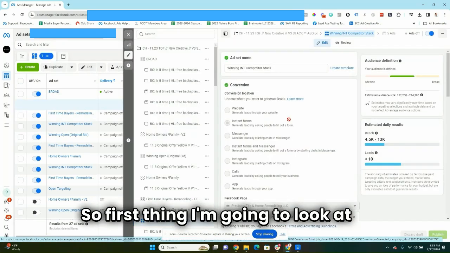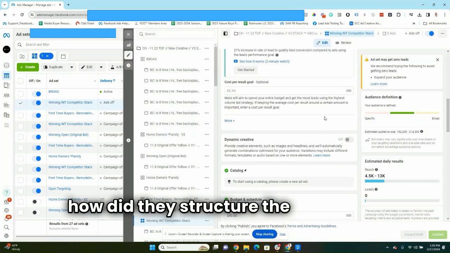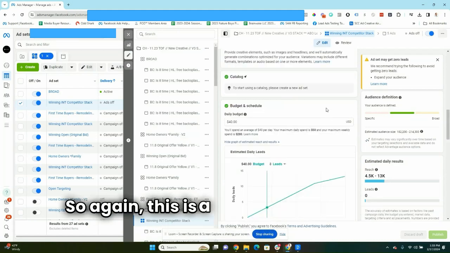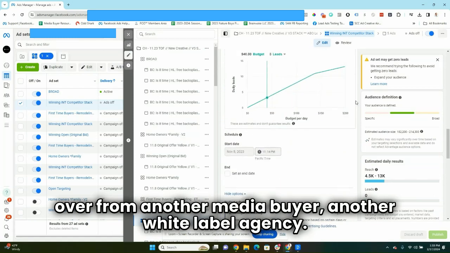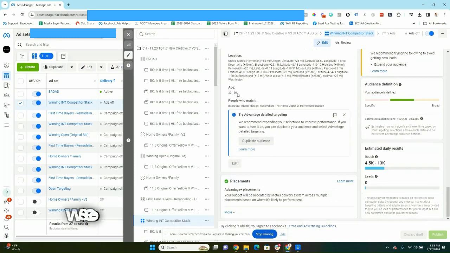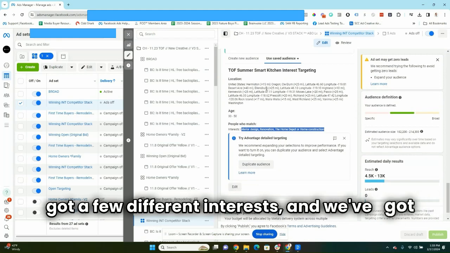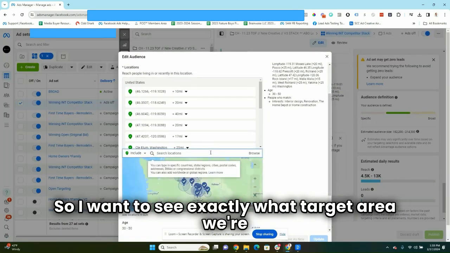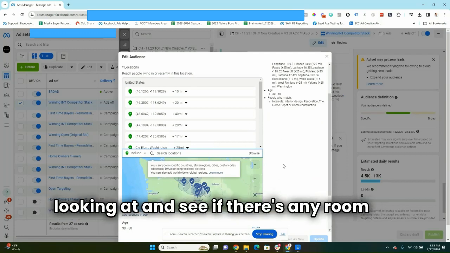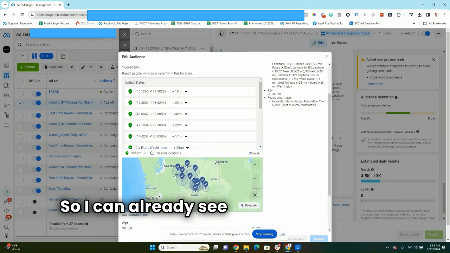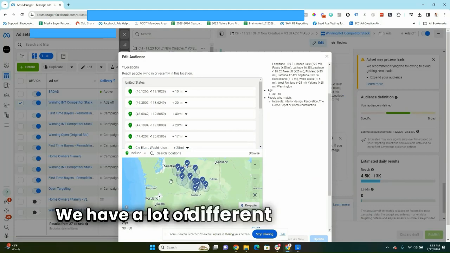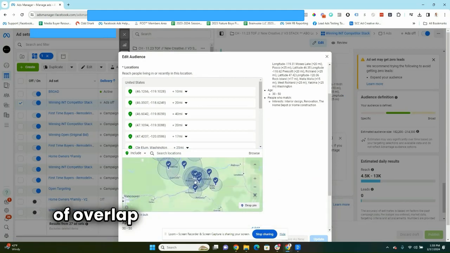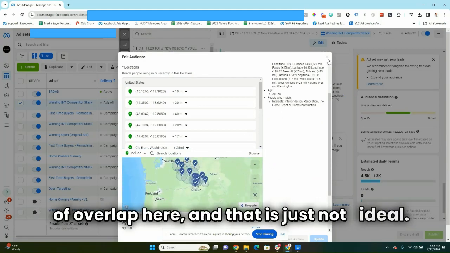First thing I'm going to look at is how did they structure the ad set and targeting. Again, this is a client account that I took over from another media buyer, another white label agency. Let's take a look at what they did for targeting. We've got an age range of 30 to 50, a few different interests, and radius targeting. I want to see exactly what target area we're looking at and see if there's any room for improvement. I can already see there was room for improvement. We have a lot of different radiuses, a ton of overlap here, and that is just not ideal.